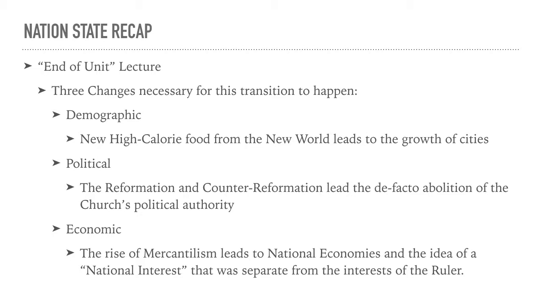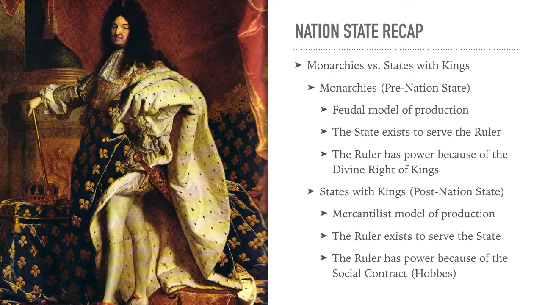And lastly, you needed these economic changes because you needed the rise of mercantilism to show that there was such a thing as not only a national economy, but a national interest in that economy that was not necessarily the same as the interests of the ruler, but that there was this idea of a national interest that was good for the country. And as a result of this, you start seeing a divergence between monarchies and states that just happen to be ruled by kings.